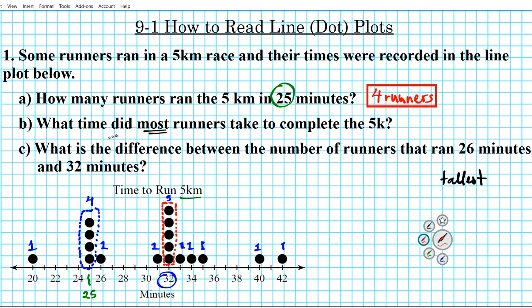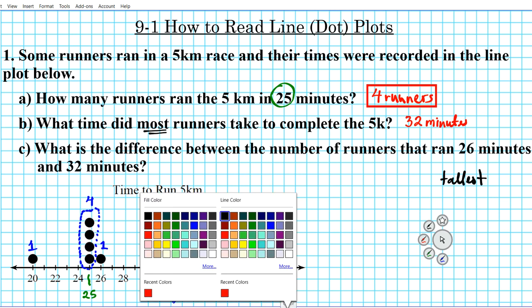So what time did most runners take to complete the 5K? It's the time. So what's the unit of time? Minutes. So it's going to be 32 minutes. Always append the units to your answer so you can understand what your answer signifies. So 32 minutes is the time that most runners took to complete the race. Let's box our answer there.